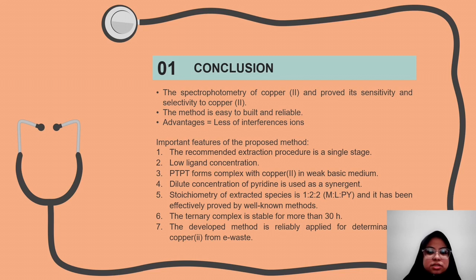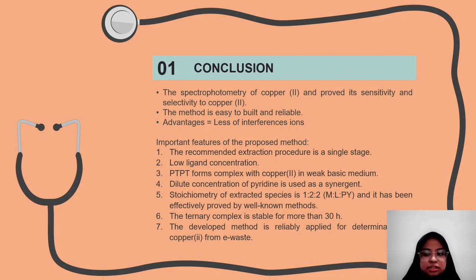So the conclusion based on this study, a novel 1-pyrimidine 4,6-trimethyl-1,4-dihydropyrimidine 2-thiol PTPT extractant was synthesized. 4,6-trimethyl-1,4-dihydropyrimidine 2-thiol has been categorized as a ligand. This ligand, as synthesized, was used to determine the extractive spectrophotometry of copper-2 and prove its sensitivity and selectivity to copper-2. This method is very easy to use, and it is also reliable.